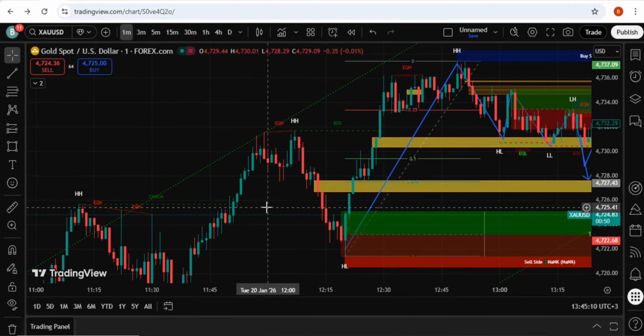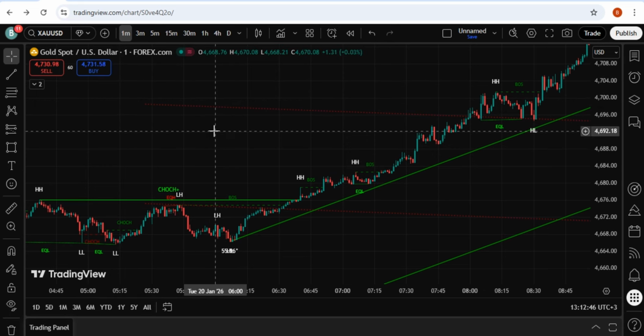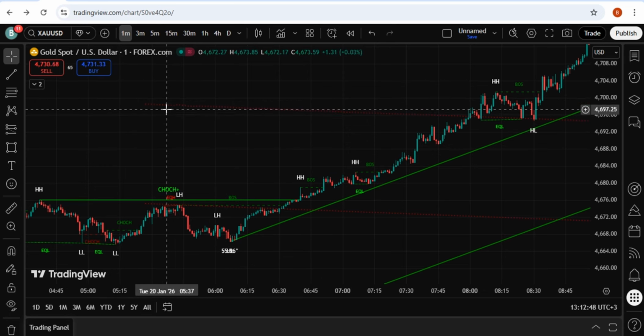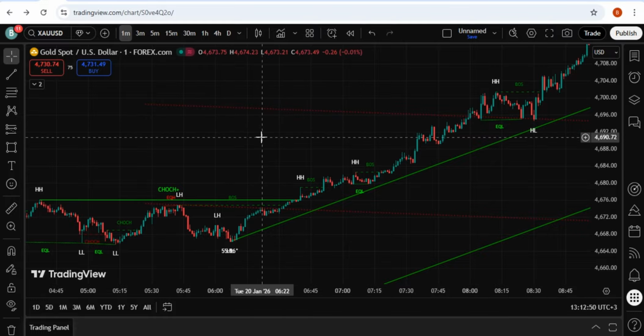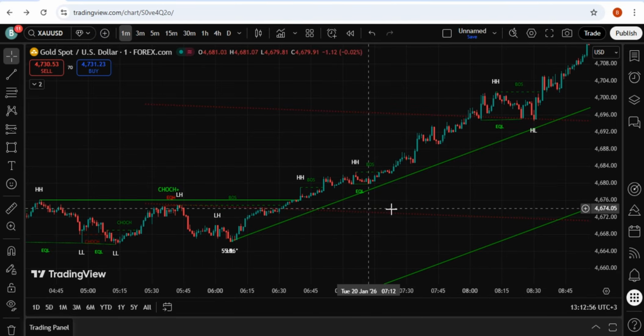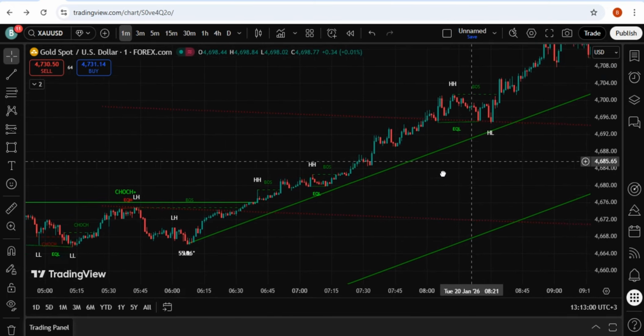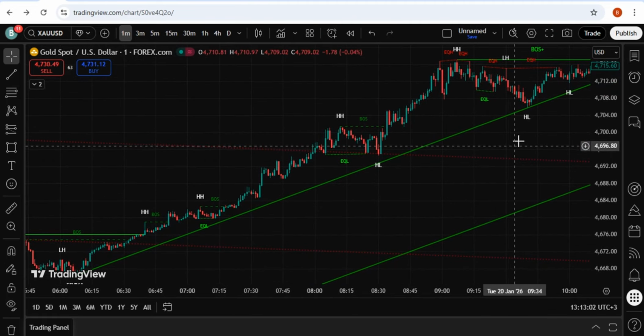So let's jump straight into it. Right now I'm on gold, 1 minute time frame, and I want to show you how I do my setups to be profitable. Currently I have this system that is using smart money concept.